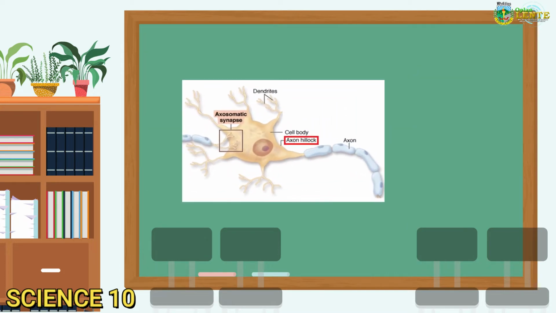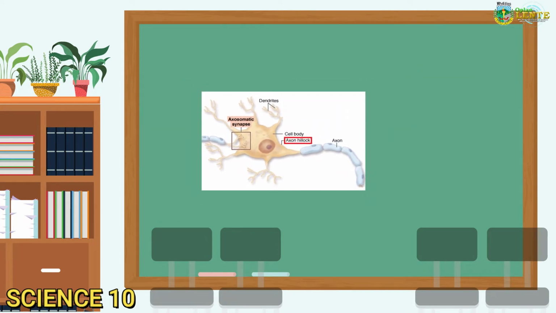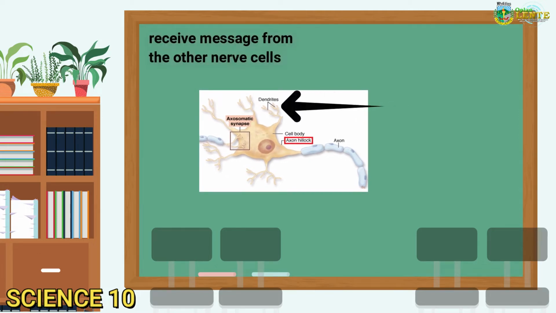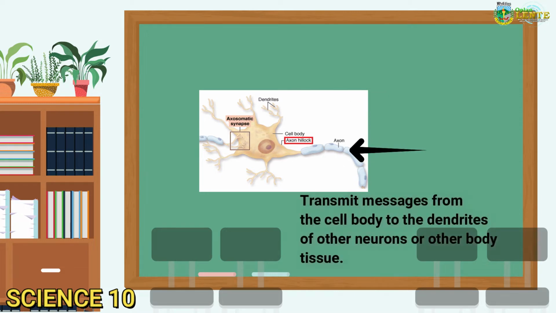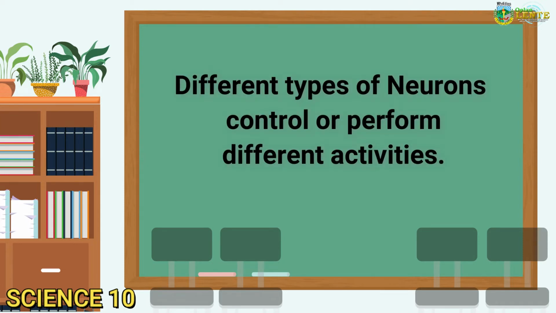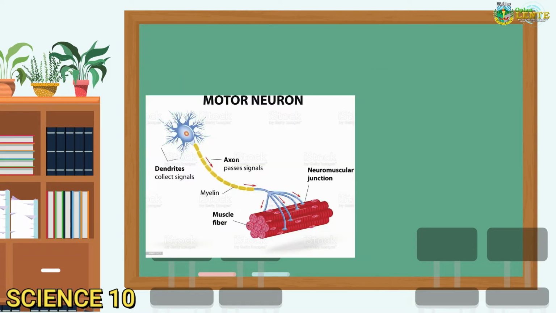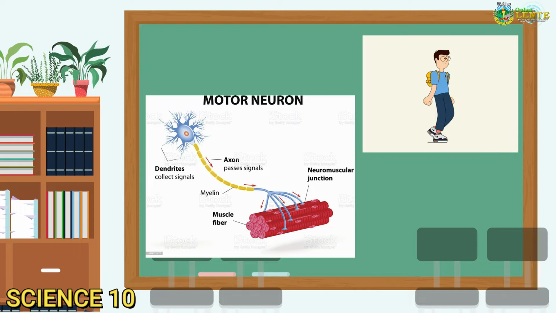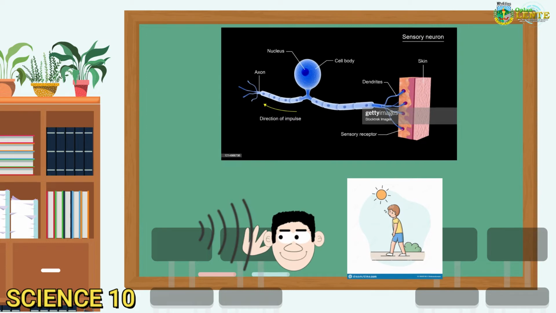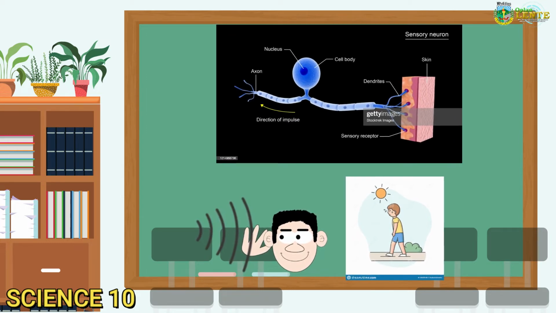Axons and dendrites allow neurons to communicate even across far distances. The difference in the functions of the dendrites and axons is that the dendrites receive messages from other nerve cells, while an axon transmits messages from the cell body to the dendrites of other neurons or to other body tissues. Different types of neurons control or perform different activities. For instance, motor neurons transmit messages from the brain to the muscles to generate movement. The sensory neurons detect light, sound, and heat and send messages about those things to the brain.